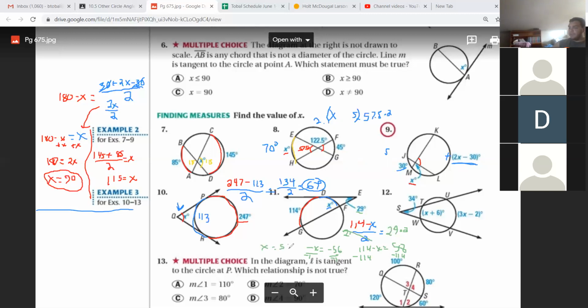If you ever do a problem like this, and somehow your angle turns out to be negative, you know you made a mistake somewhere. If your angle turns out negative in the end, you know you made a mistake somewhere. But it's X equals 56. So this little arc, this blue arc right here, is 56 degrees.